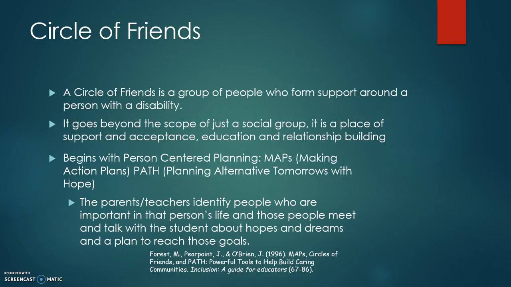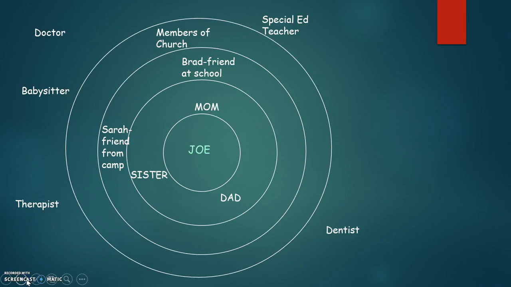The parents and teachers first get together and they identify people who are important in that person's life. And they all meet together and they talk about the student's hopes and the student's dreams, and the student shares what they would like to see, where they would like to see their future go. And then they get together and they make the student circle. So this might be what a circle of friends looks like before the actual circle of friends takes place.